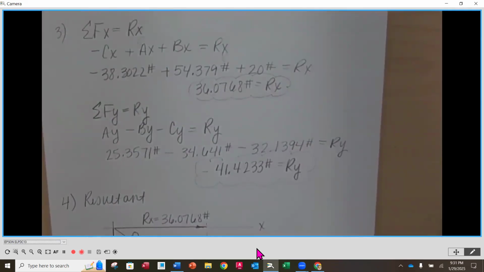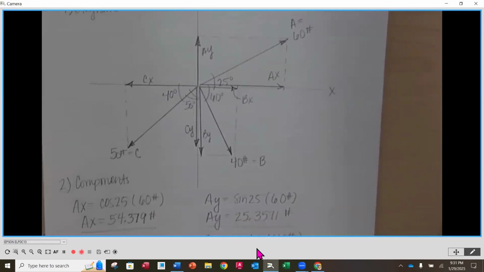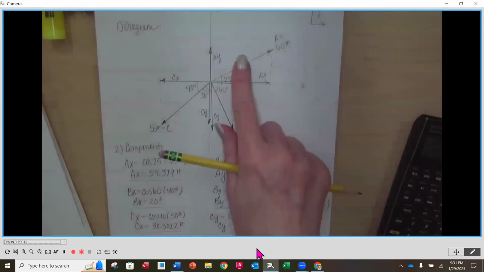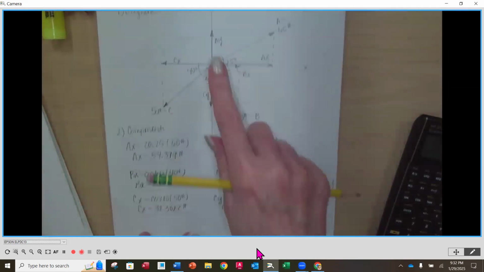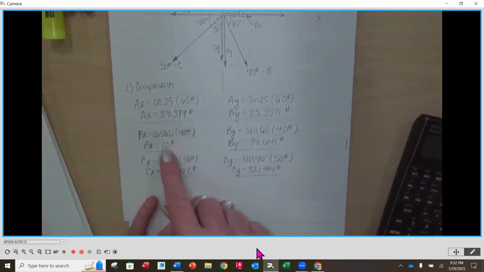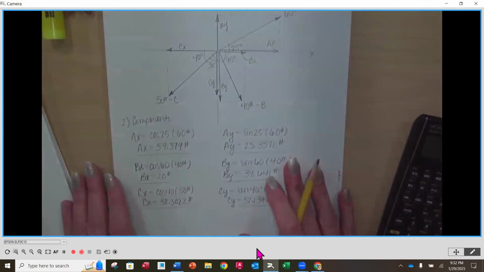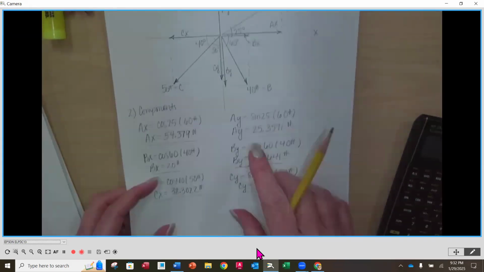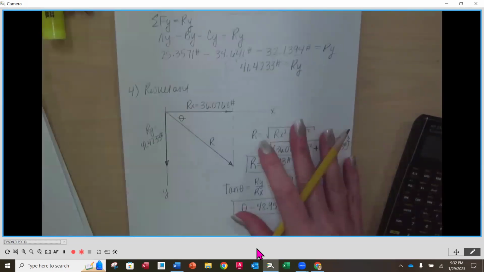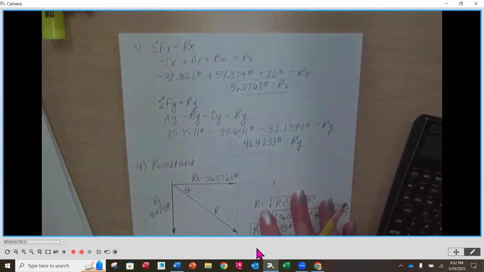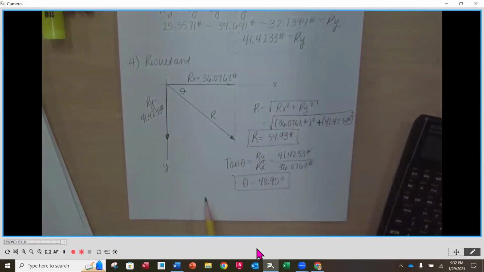Oh, because you had your components, right? I would encourage you to make a diagram like this, and then you can just say AX is equal to, BX is equal to, CX is equal to. You don't have to show the work because you did it in 218. Okay. Yes, good point. Any other questions? So diagram, components from 218, sum the forces in either direction, and then your final resultant.